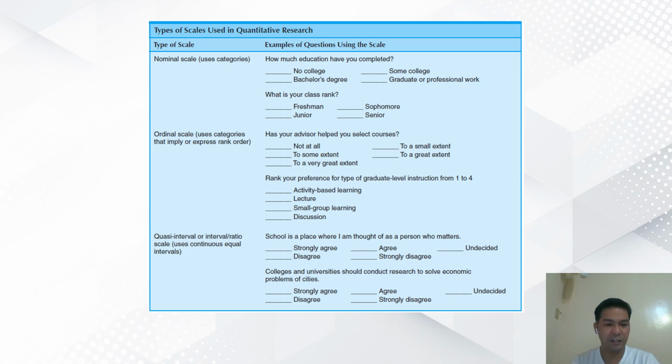The cost interval or interval ratio scale uses continuous equal intervals. So like for example, school is a place where I am thought of as a person who matters. So strongly agree. So meron tayong dyang equivalent scale. No? So our colleges and universities should conduct research to solve economic problems. So we have here also a scale to equate with that kind of qualitative statement.